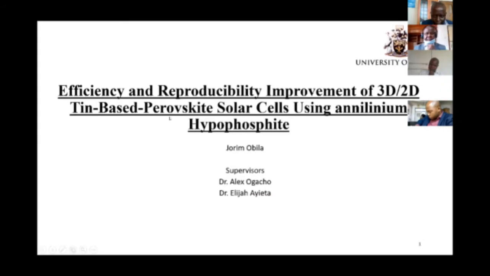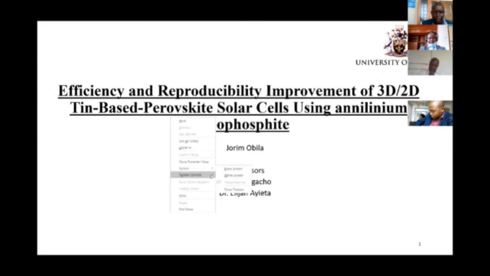Can you see my screen? Yes, maybe you can increase it a bit. I think it is much increased, so maybe check from your end. It's clear. Okay, thank you.